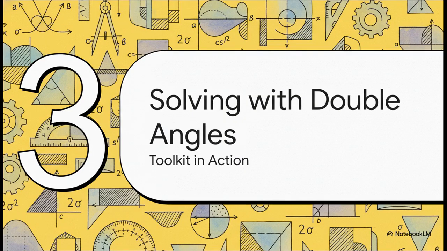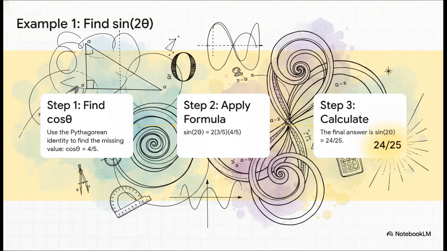Okay, that's enough theory for now. Let's grab our new toolkit and actually solve some problems. It's time to see how these formulas really work in action. Okay, example 1. We're given the sine of theta, but our formula for sine of 2 theta needs both sine and cosine. So what do we do? Well, our first step is to find that missing piece.